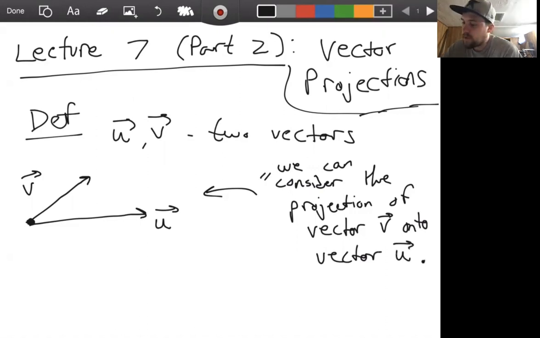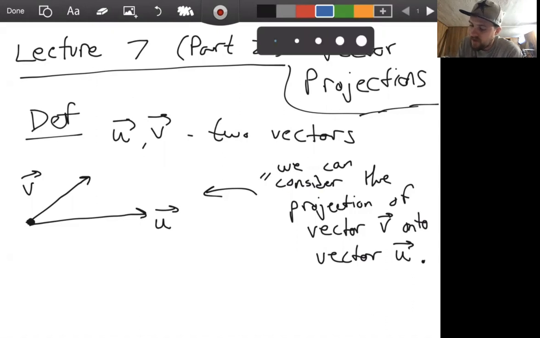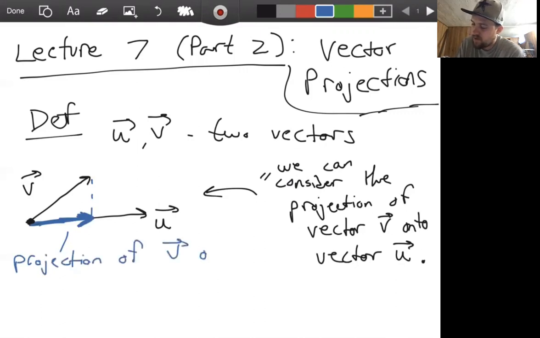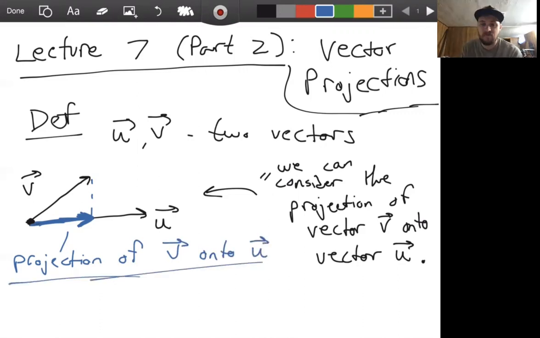Okay, and so what do I mean by this? I mean, if we take v, we can consider a projection down to u, down to the other vector. You can see it's not the entire vector, right? It's just a piece of it. And this is what we call the projection of v onto u. And that's our definition here: the projection of v onto u is this vector here. Geometrically, that's what's going on. We need a formula, though.